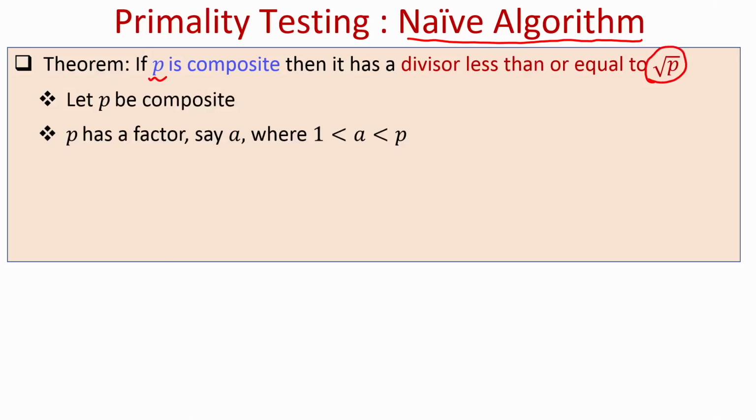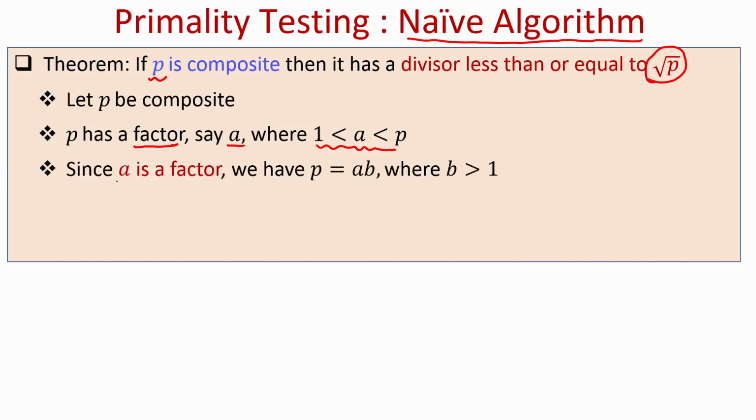Let p be a composite number, and since p is a composite number, it will have a factor, say a, and the factor will definitely be greater than 1, because the definition of composite number is that it should have at least one factor different from 1 and the number itself. So, the factor a will be greater than 1 and less than p, and then since a is a factor, there is a b such that a times b is equal to p. That means b is basically p over a.